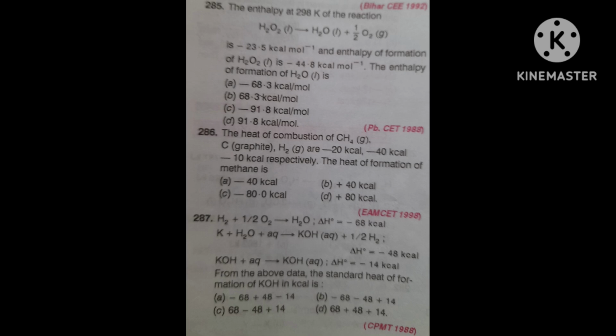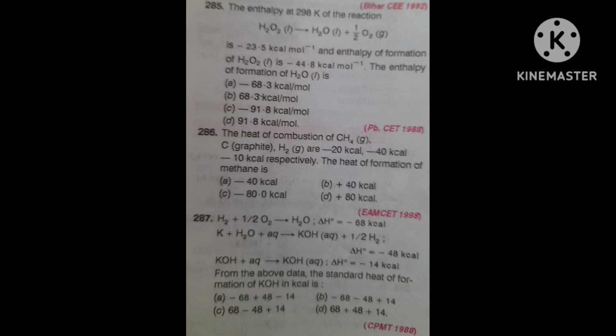If you bring it to this side, minus 23.5 is equal to delta HF of H2O minus, minus, that is plus 44.8. Then H2 is equal to minus 23.5, again minus 44.8. Both you add, and you will get the final answer in minus, that is minus 68.3 kilocalorie. Okay.